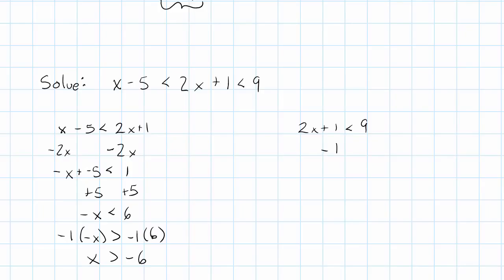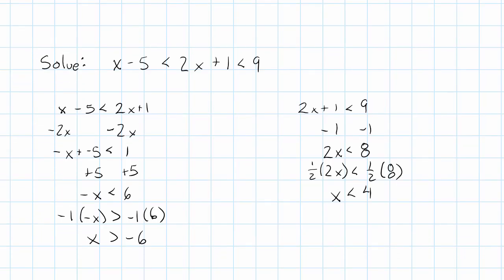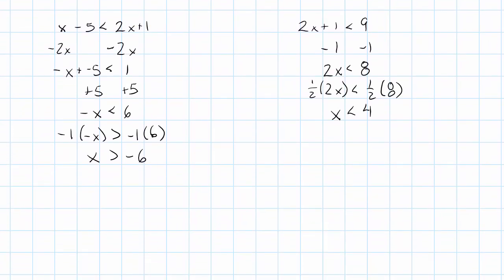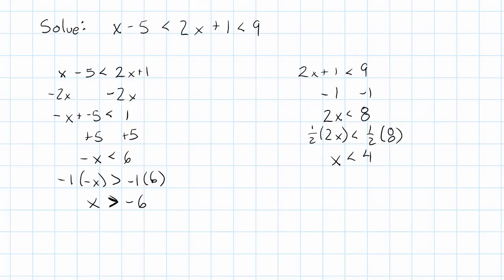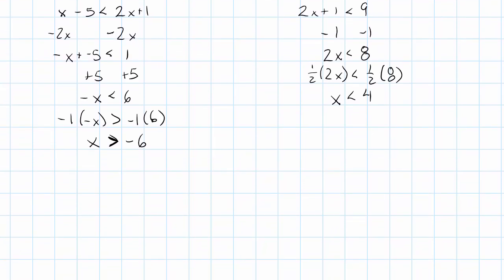Over here, we'll add negative 1 to both sides. 2x is less than 8. We'll multiply both sides by a half, and we'll get x is less than 4. So I notice I have inequalities that point in opposite directions. I could choose to get both of them pointing to the left, or both of them pointing to the right. I'm going to choose to get them pointing to the left, just because that's what I saw in my original inequality.